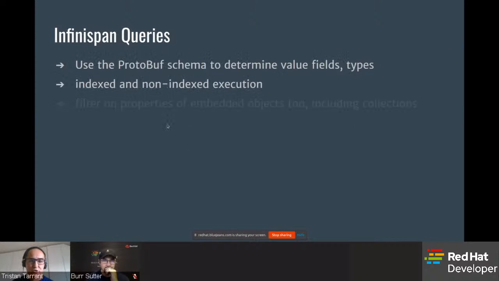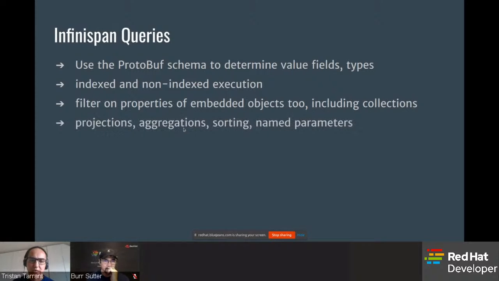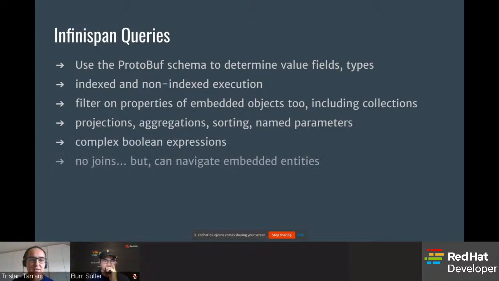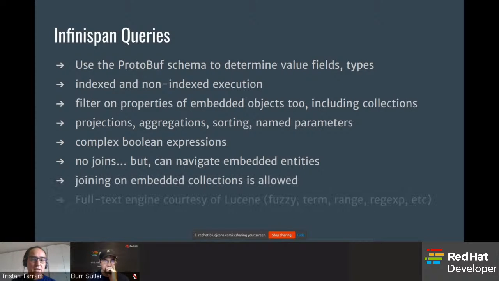Okay, so I want to describe a few of the features of Infinispan Query. So you can do indexed and non-indexed execution, so you don't have to index everything. Obviously, with non-indexed fields, execution will be slower. You can filter on various properties. You can have embedded objects. You can have collections inside your object, not just limited to a flat map of keys and values. And you can do projections, aggregations, sort, and all sorts of complex Boolean expressions. And obviously, as I said, all the full text goodness that comes from Lucene.